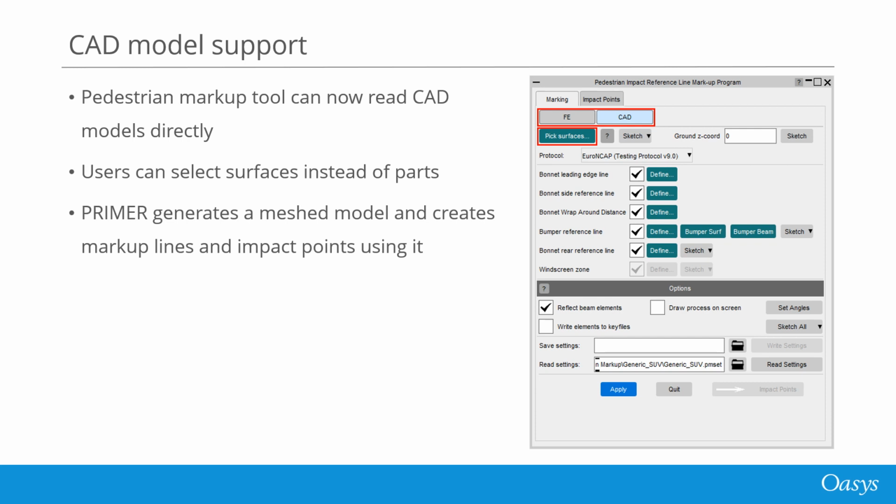The vehicle model can now be read either as a meshed FE model or as a CAD model directly. Toggling the top button to CAD will allow the users to pick surfaces instead of parts everywhere in the tool.